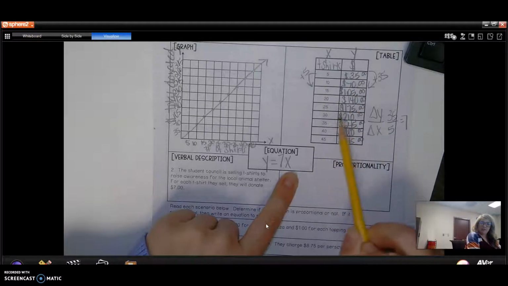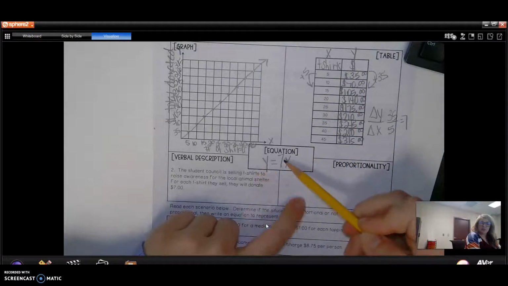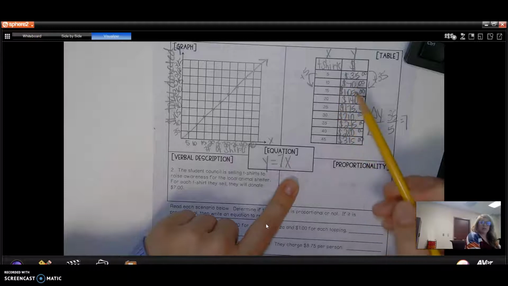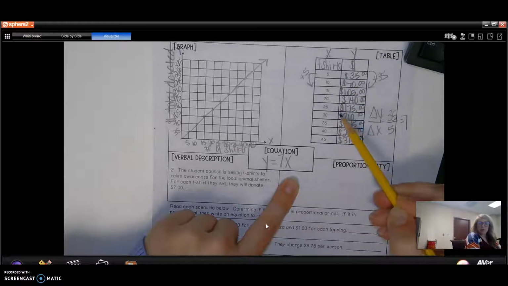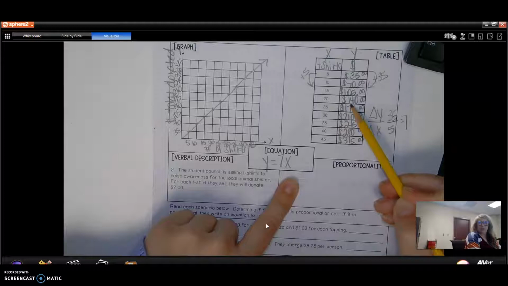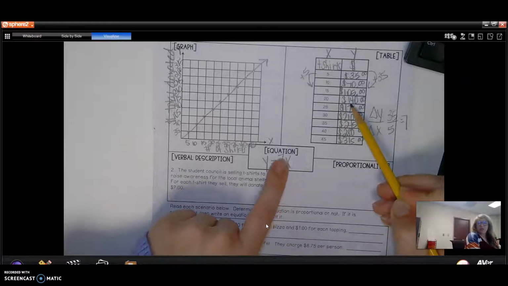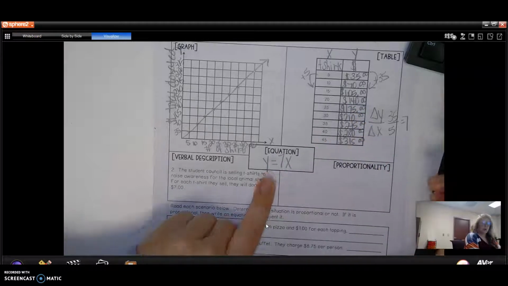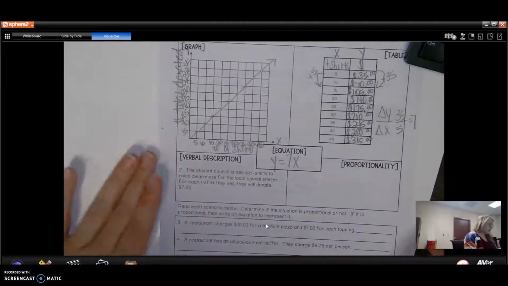And I could pick any of the values here and plug them in to make sure my equation was accurate. It doesn't have to be the first one. It could be the middle one if I wanted it to. Let's look at this one. So 140 would equal 7 times 20. 7 times 20 is 140, so my equation is correct.